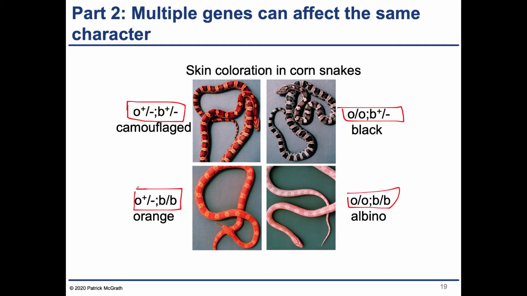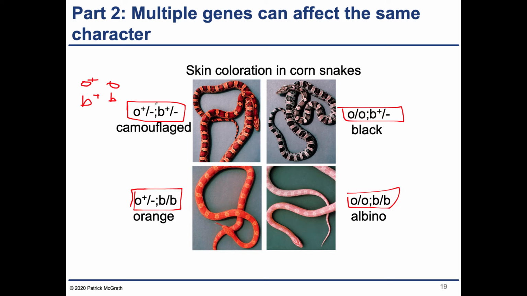So the genotypes that result in these different colors are shown next to the pictures of the snakes. So we have 2 genes, an O and a B, and we have 2 alleles. There's an O plus and an O, and a B plus and a B. And so what this means, this is an indication of dominance, so that O plus is dominant to O and B plus is dominant to B.